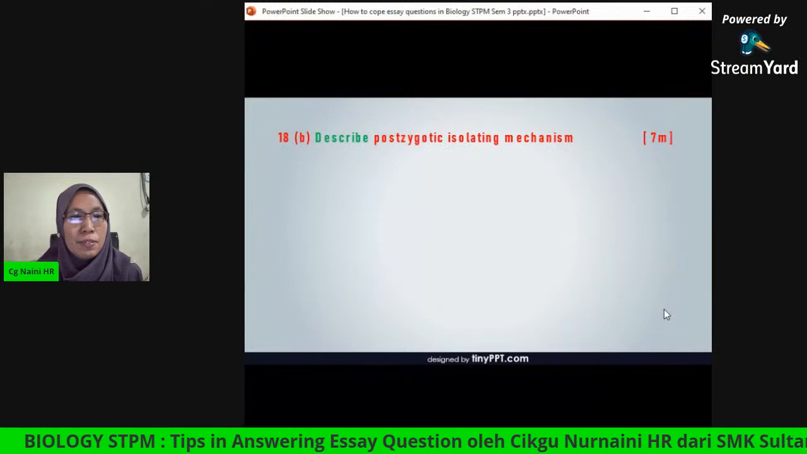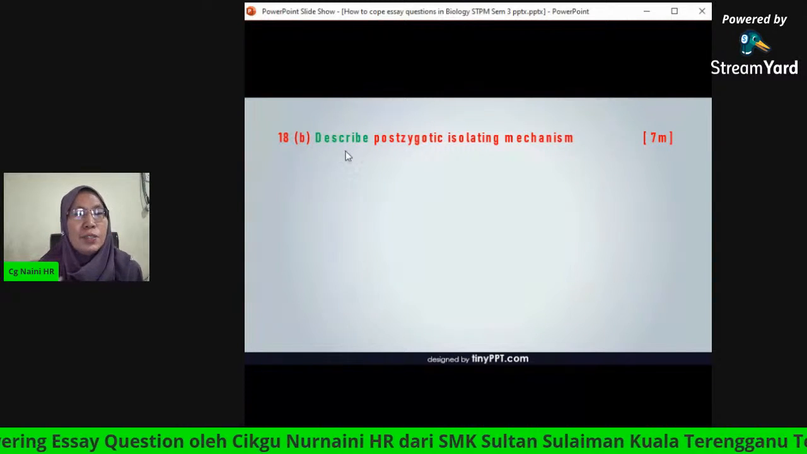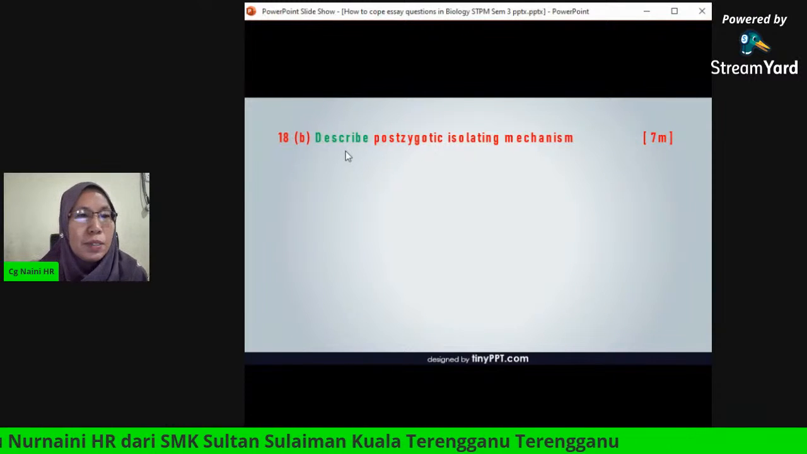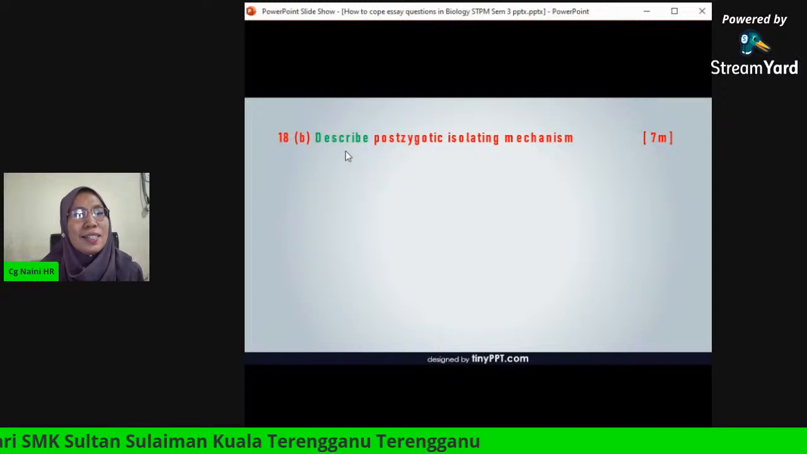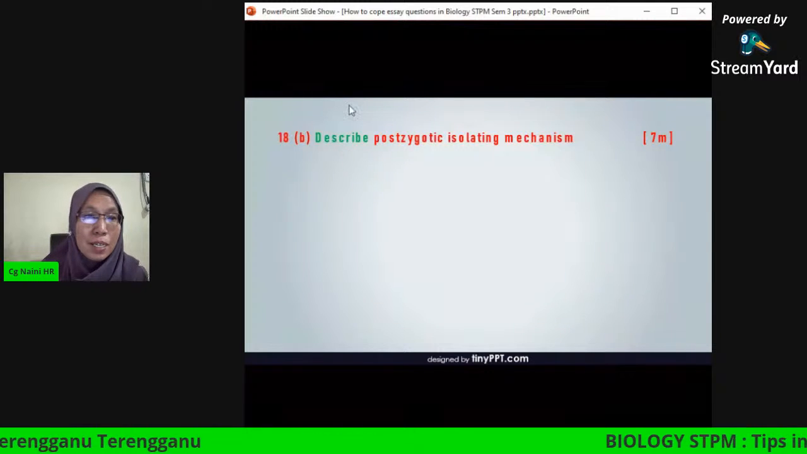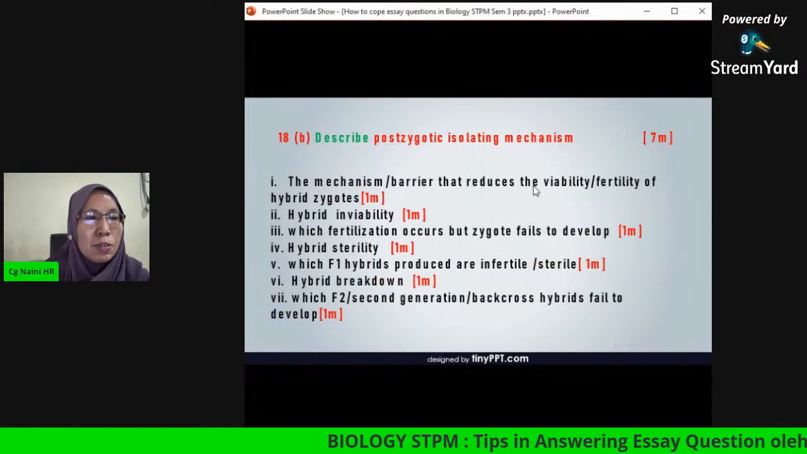Let's see another. When you see the question of describe, another one: describe post-zygotic isolating mechanisms. You describe the mechanisms. So they have 7 marks also.